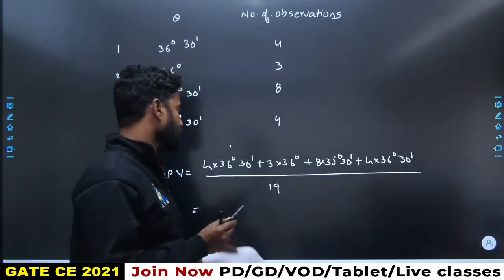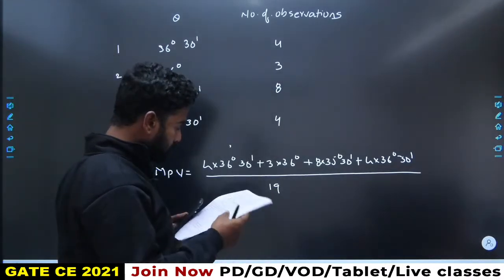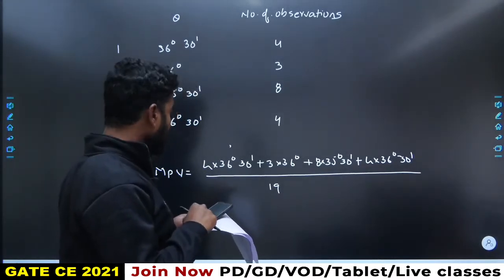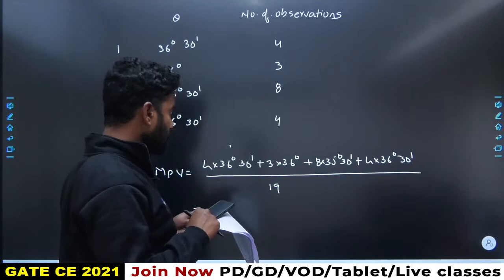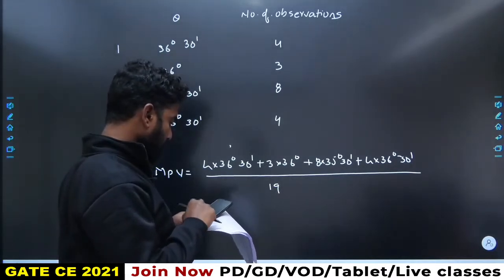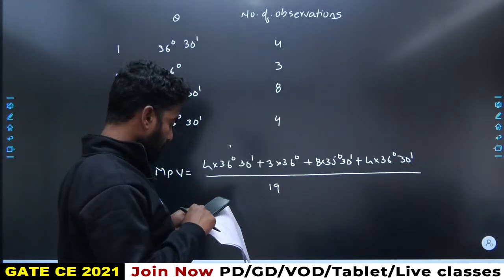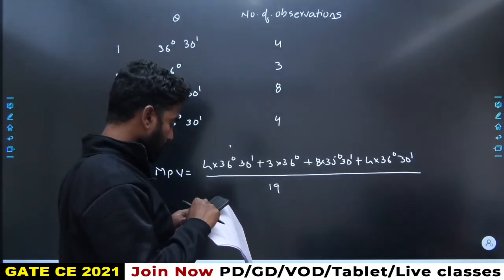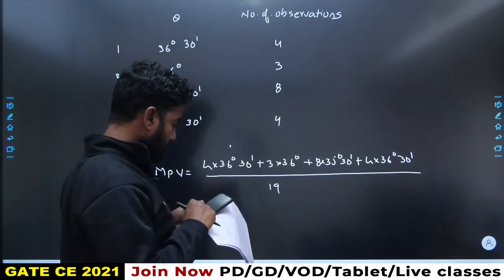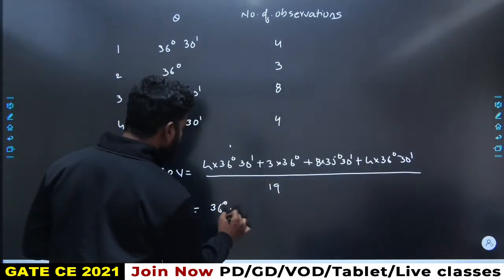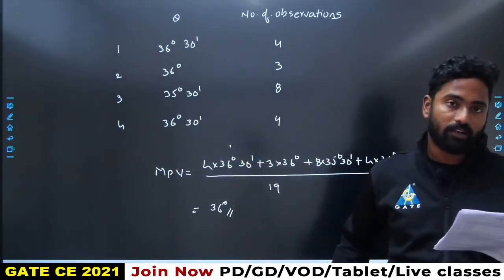So, just do the calculations. Four multiplied with 36. So, finally, you will get this as 36 degrees, 0 minutes, 0 seconds. Simple question, most probable value.